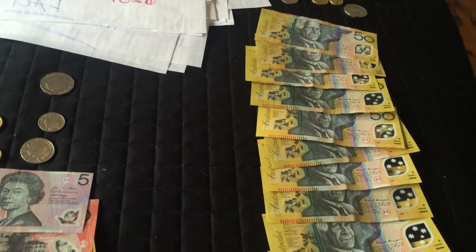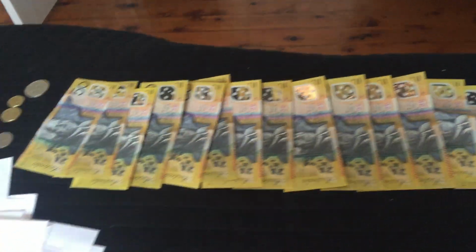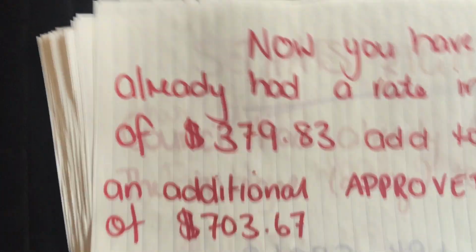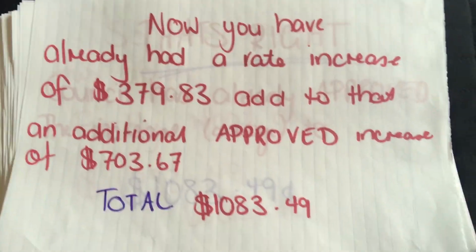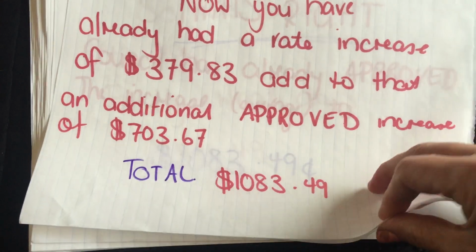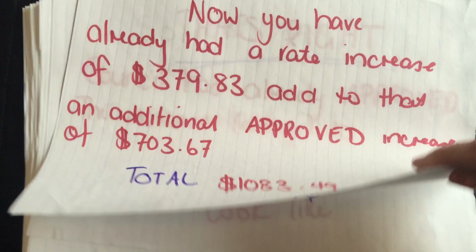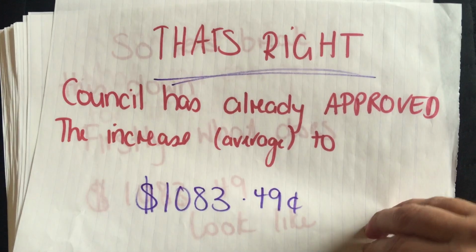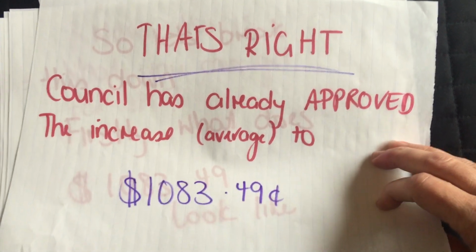Because it's at 47,242,000, and times that by 15,000 residents. Now, you have already had a rate increase of $379.83. Add to that an additional approved increase of $703.67. That's a total of $1,083. That's right, council has already approved the increase average to $1,083.49.